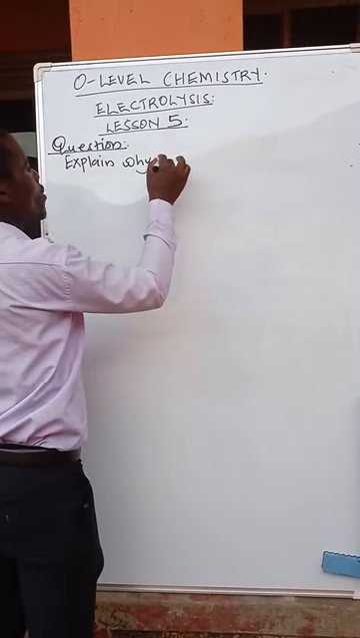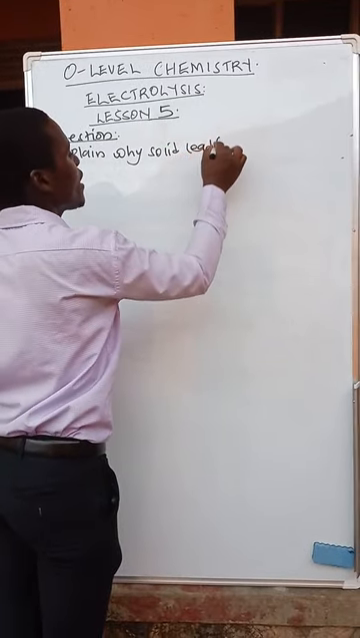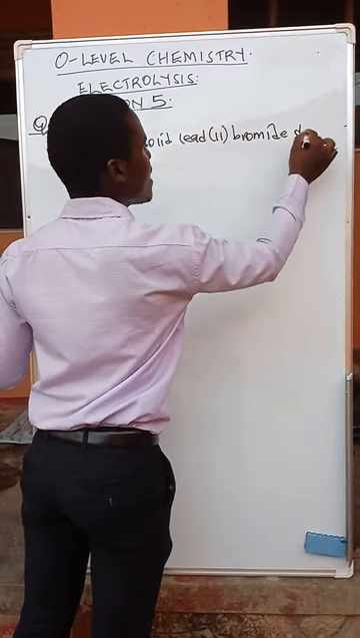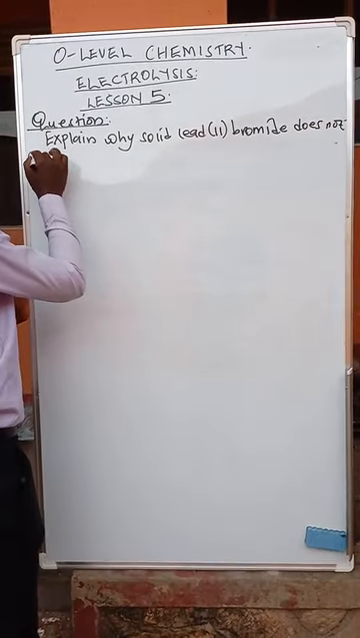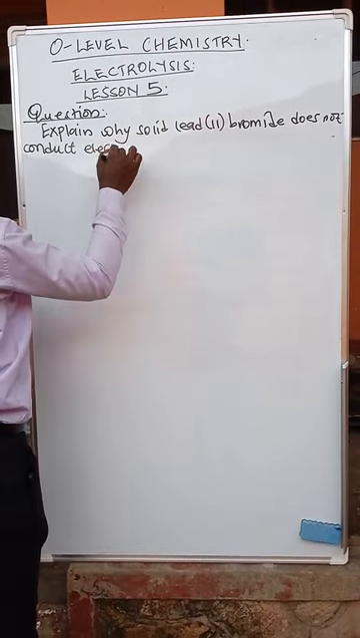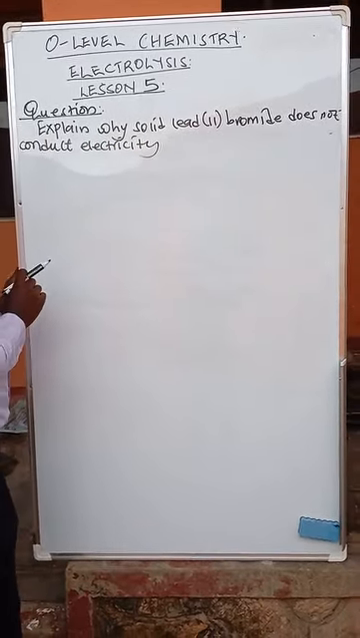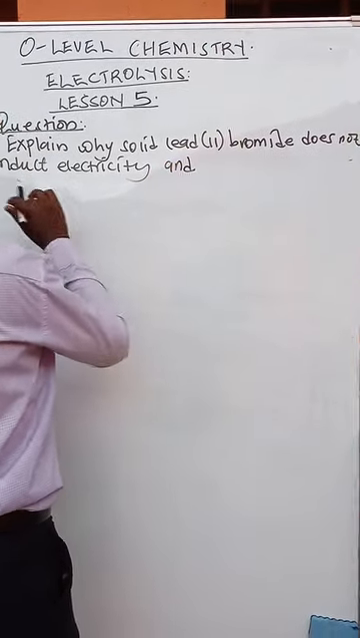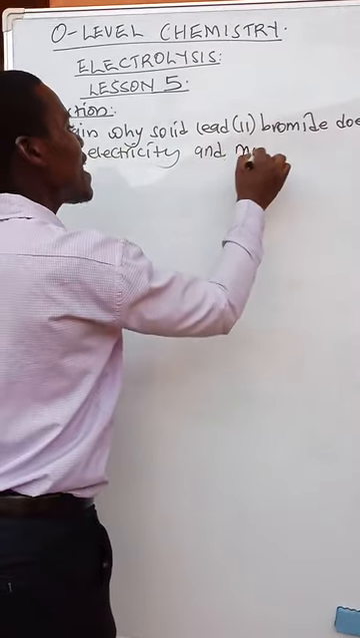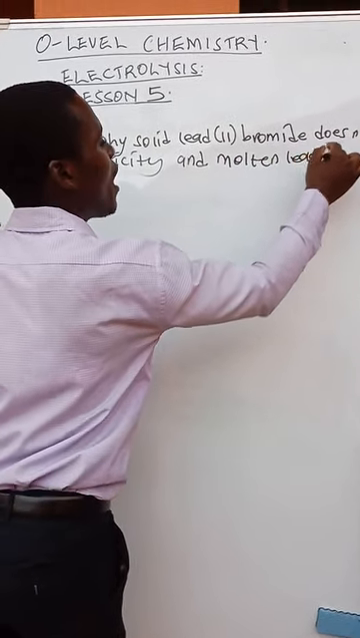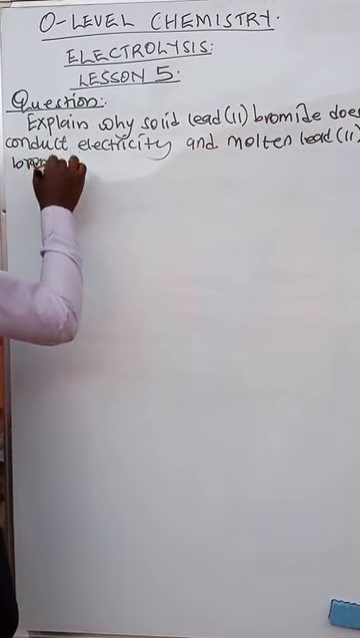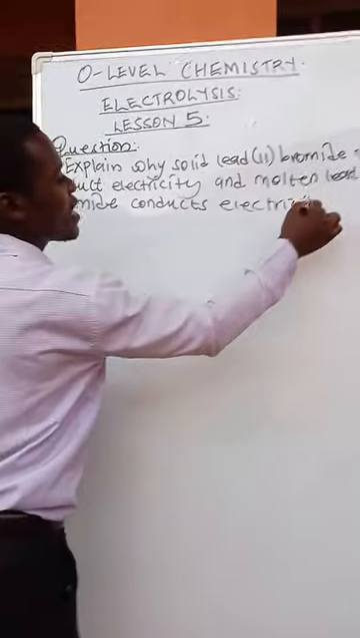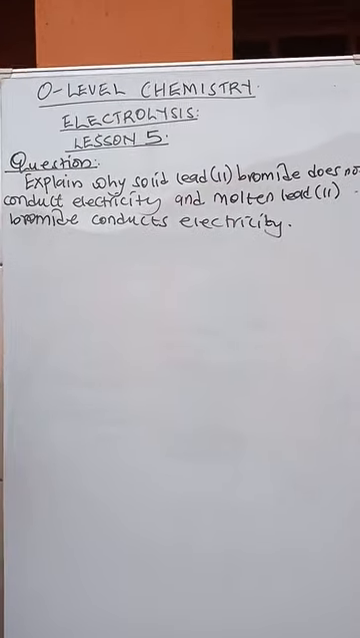Explain why solid lead(II) bromide does not conduct electricity or electric current, and molten lead(II) bromide conducts electricity or electric current.